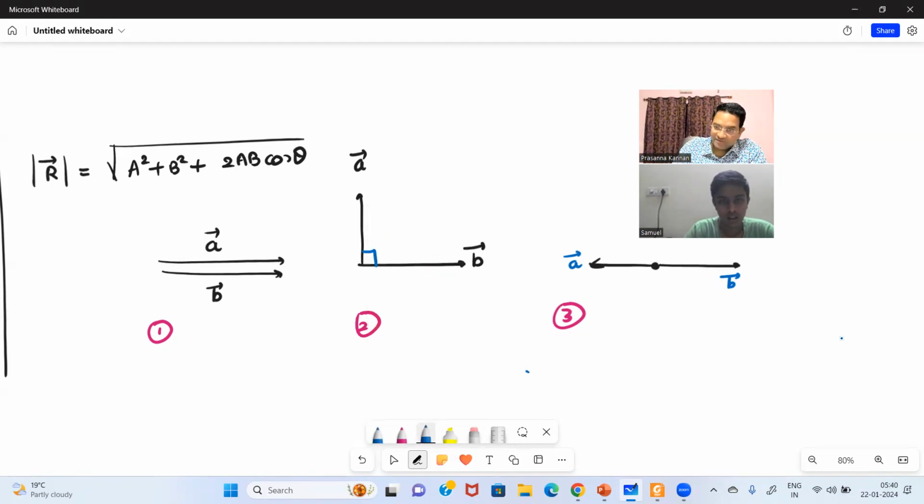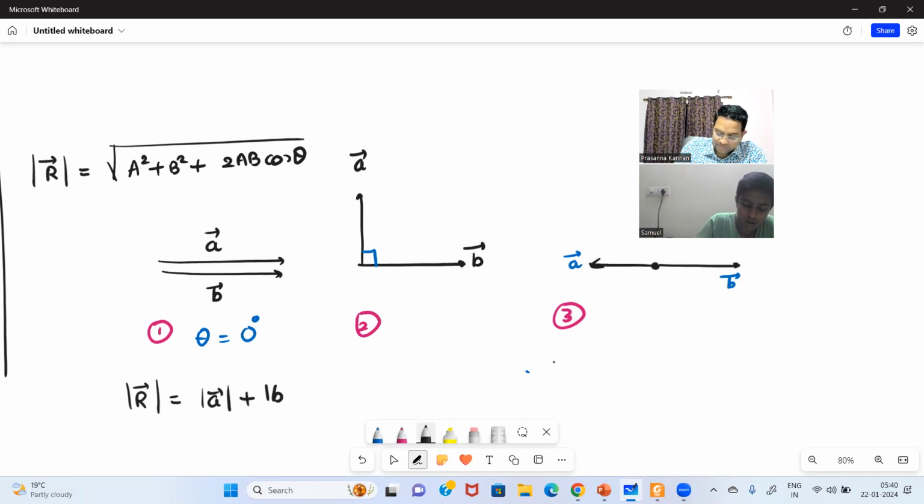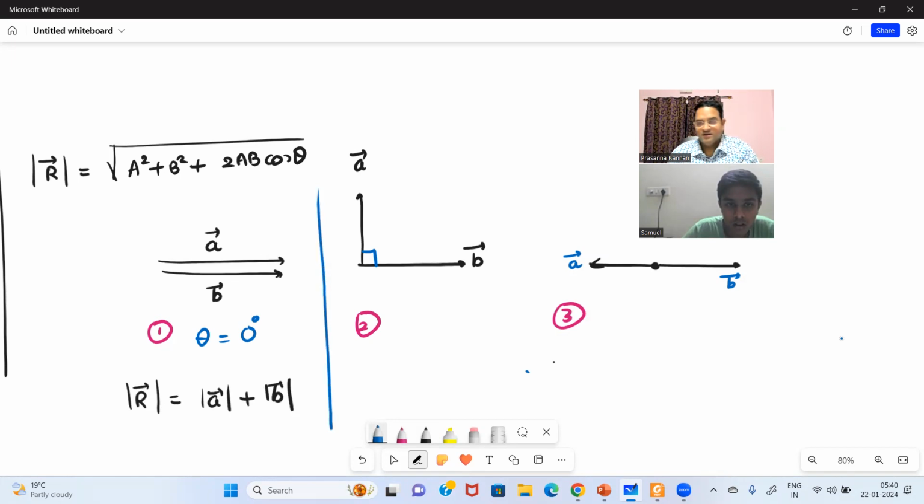Okay, if two vectors are along the same direction, what is the angle theta? 0. Substitute angle 0 here. Cos 0 is 1. So it becomes a square plus b square plus 2ab, which is a plus b whole square. Root of that becomes a plus b. So resultant becomes equal to just addition of the magnitudes is enough, if two vectors are in the same direction.